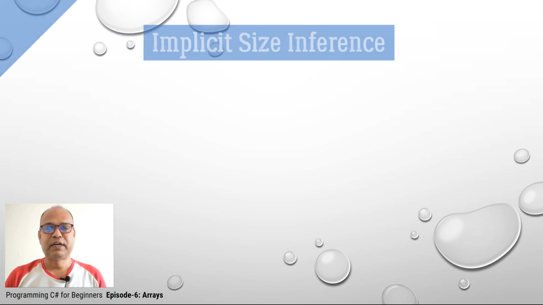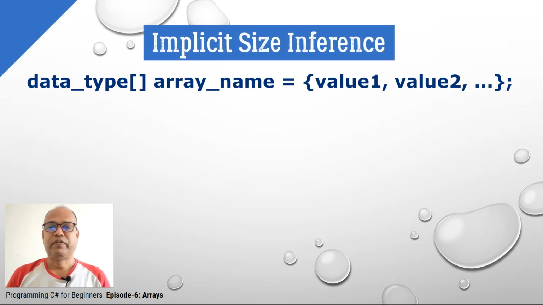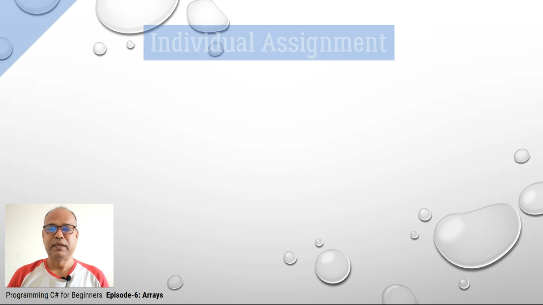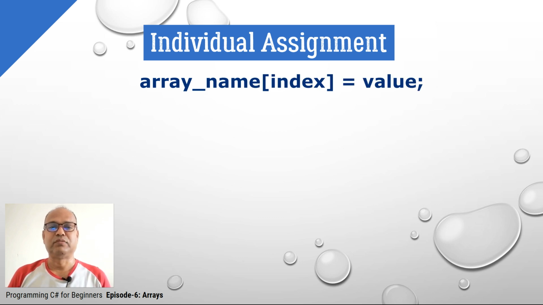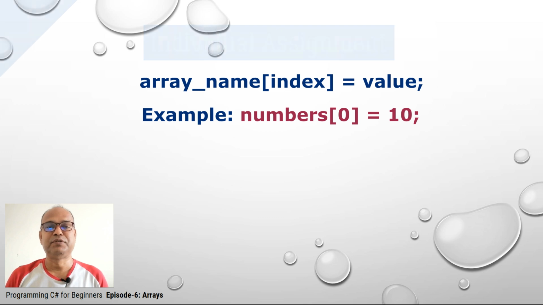Implicit size inference: data type, square bracket, array name equal to value 1, comma, value 2. Example: string[] names = {"Alice", "Bob", "Charlie"}; implicitly creates an array of three strings. Array elements can be initialized in many ways. Individual assignment: array name, square bracket, index, equal to value. Example: numbers[0] = 10; In this way we can initialize individually.